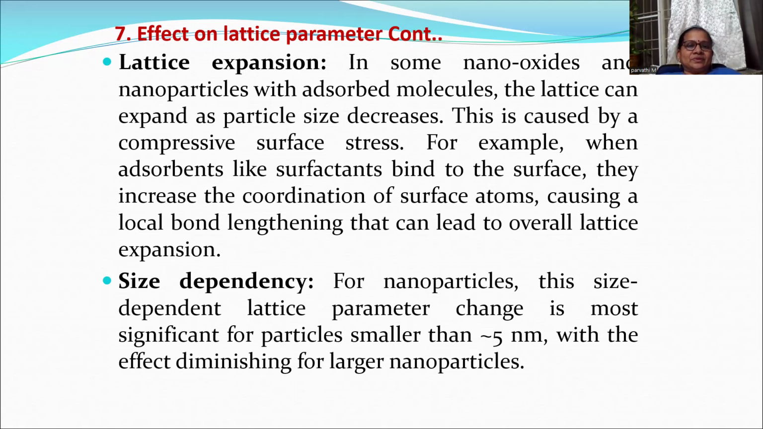When absorbents like surfactants bind to the surface, they increase the coordination of surface atoms. Each atom will pull one atom between the other atoms. Because of the compressive surface stress and the absorbent behavior, they will pull each other one after the other, such that the lattice will be adjusted in such a way to incorporate more atoms. So causing a local bond lengthening that can lead to overall lattice expansion.